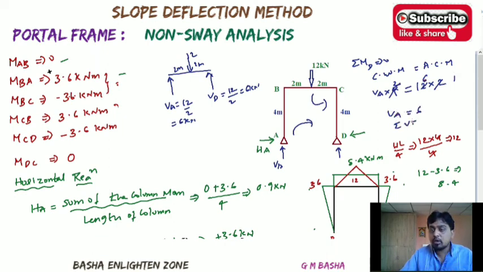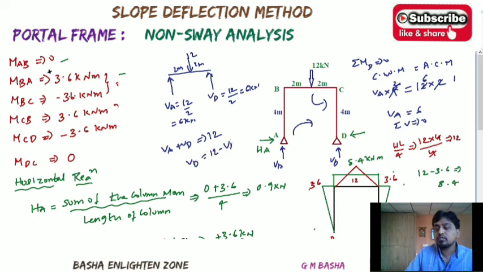Sigma V will be equal to 0. VA plus VD equals 12 kilonewtons, as the upward forces equal the downward force. VD equals 12 minus VA, which is 12 minus 6, that is 6. You can simplify manually like that, or take it down directly. So this is the way for finding the horizontal and vertical reactions.